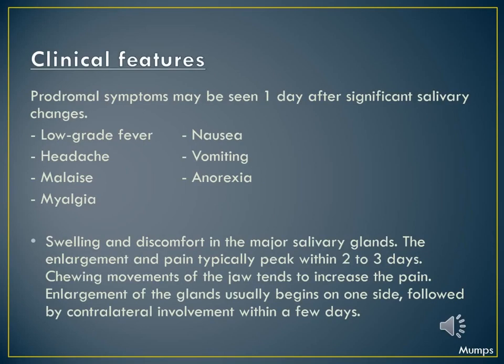So next we'll be moving on to the clinical features of mumps. So what is mumps? Mumps is basically the swelling of the salivary glands, mainly affecting the parotid gland. The prodromal symptoms may be seen 1 day after significant salivary changes, which are low-grade fever, headache, malaise, myalgia, nausea, vomiting and also anorexia. So mumps is basically swelling and discomfort in the major salivary glands.